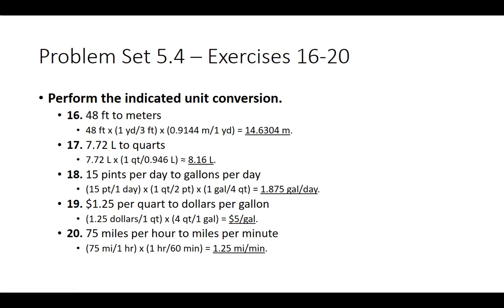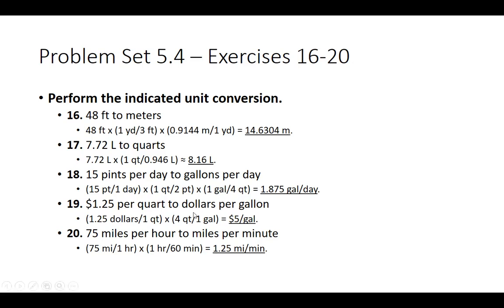Number 19, we have $1.25 per quart to dollars per gallon. Here, the dollars on top, we don't want to change that unit, so we're never going to cancel with dollars on the bottom. But we want to change quarts on the bottom to gallons on the bottom. So we need quarts to cancel. Quarts has to go on top, and we want to replace that with gallons on the bottom.